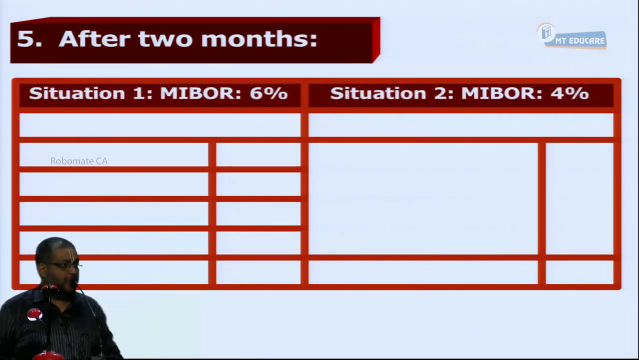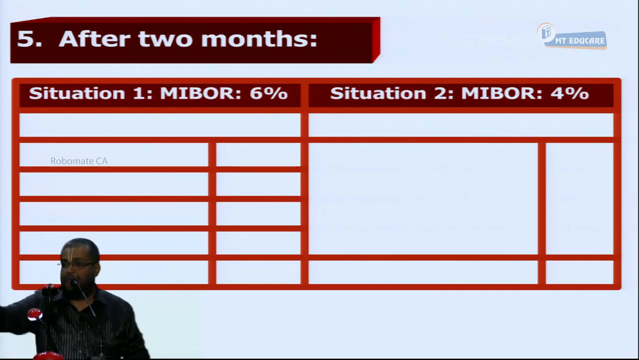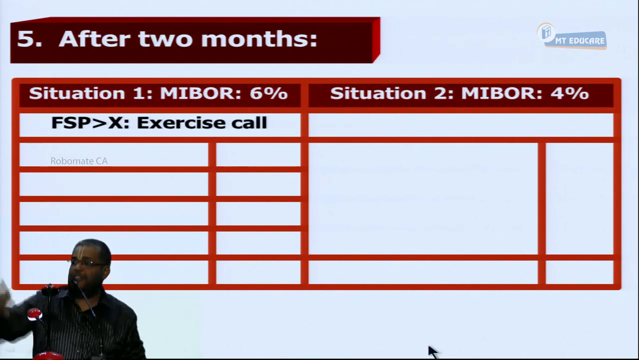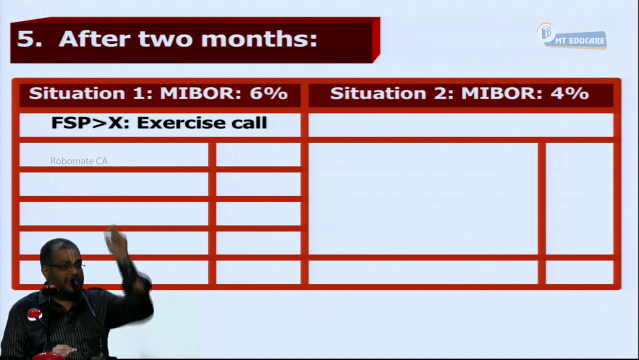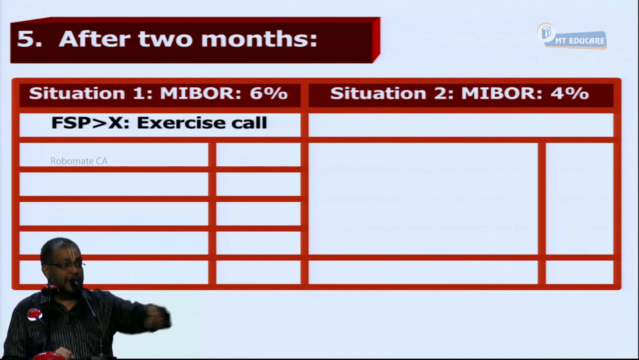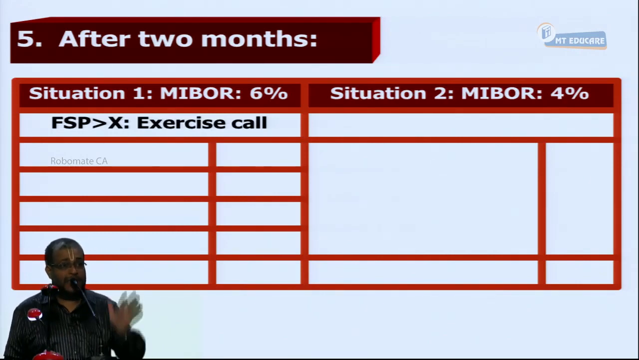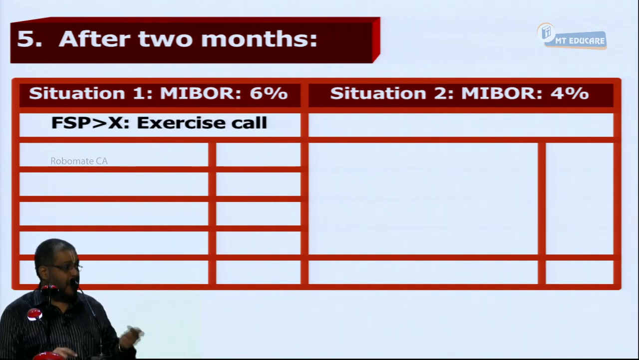Take the two situations. After 2 months, MIBOR becomes 6%. FSP is 6%. Strike price is 5%. Is FSP more than the strike price? Yes. I have a right to get MIBOR at 6% by paying 5%. Will I exercise the right or not? Yes. Simple. I have a right to buy MIBOR at 5%, but the MIBOR is worth 6%. Will I buy MIBOR at 6% or 5%?